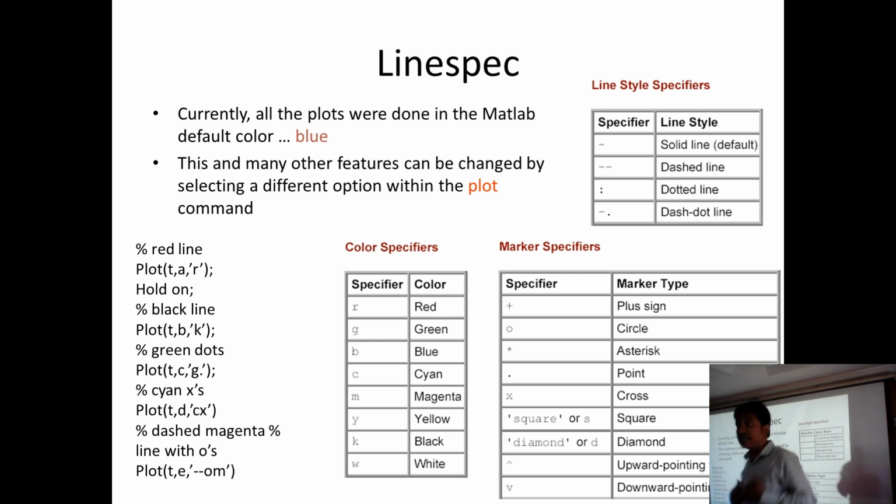Now look at the colors. I can go with red color; I have to use the symbol R. Green, G. Blue, B. So look at the different colors, different symbols. Look at the specifiers. Look at the marker types.